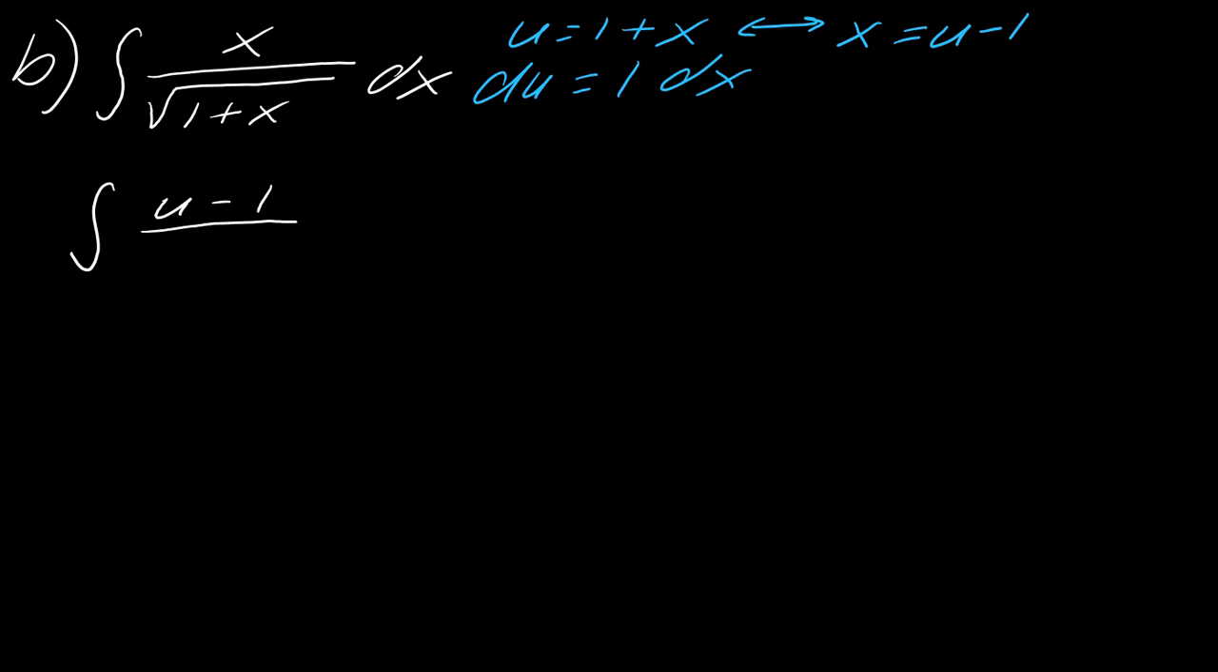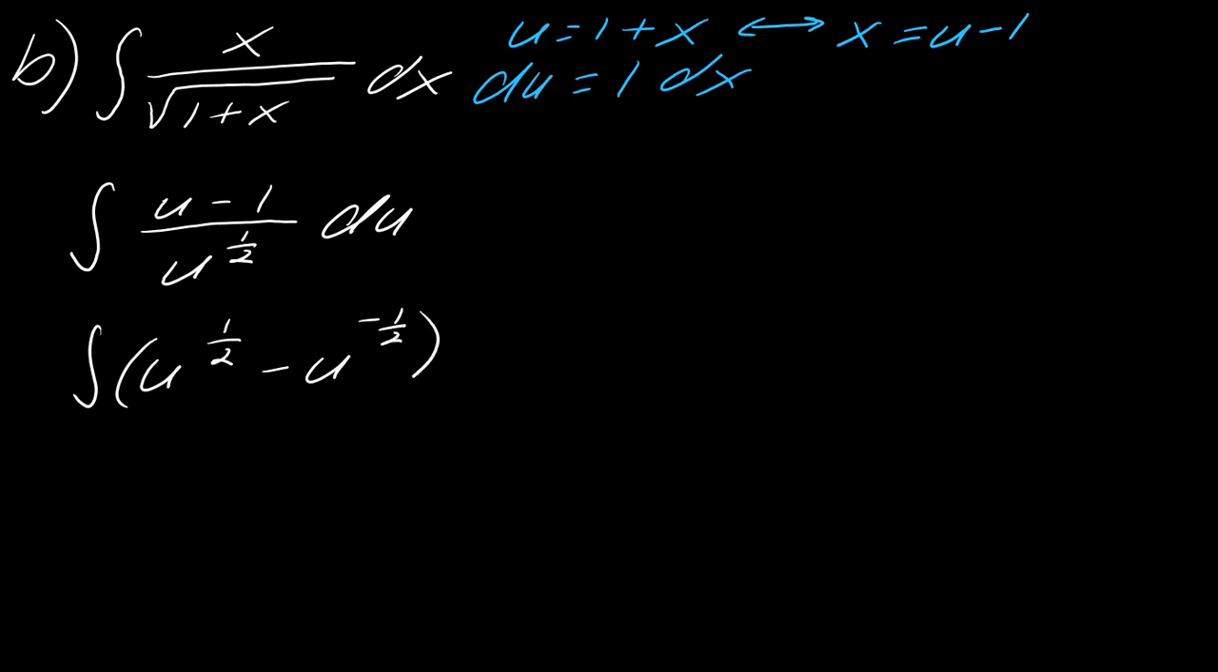The bottom will be u to the 1/2. So I just rewrote it in square root form. And then my dx I can just replace directly with my du. So now that I have this written out, I can actually see that I could break up this fraction. So this is like a totally different problem now. So this will be u to the 1/2 minus u to the negative 1/2 du.